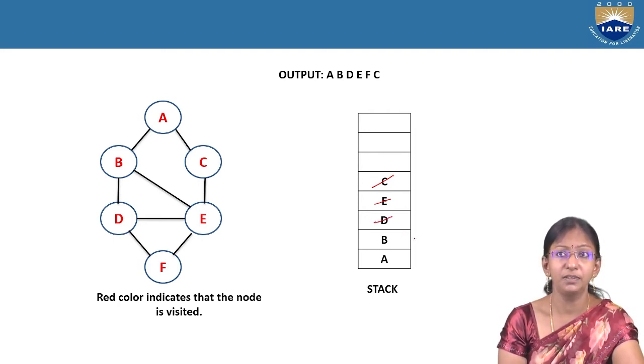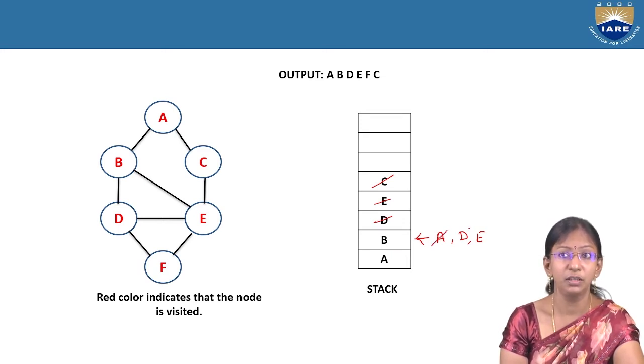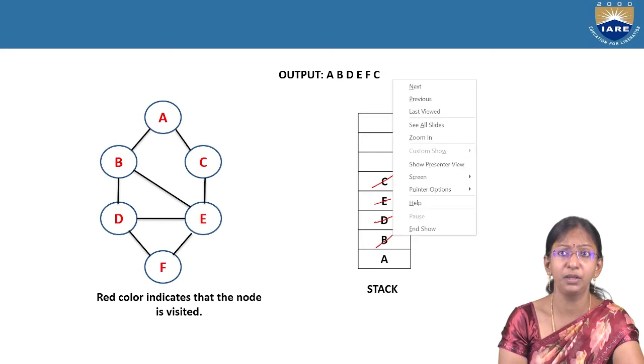Now on top of the stack is B. Who are all the neighbors of B? A, D, and E. Coming to the count of unvisited neighbors, A is visited, D is visited, even E is visited. So there is no unvisited neighbor for B. So I'm taking this hash step of removing it, or step 2, right?